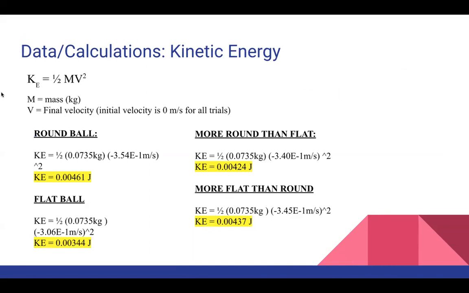And then we also determined the final kinetic energy of each shape. So we used the equation one half mv squared equals kinetic energy. So for the round ball, you can see that it had the greatest final kinetic energy. Oh, and it's important to note that the initial kinetic energy for all of these was 0 because it started not moving. And so the round ball had the greatest, and again, the flat ball had the smallest kinetic energy.